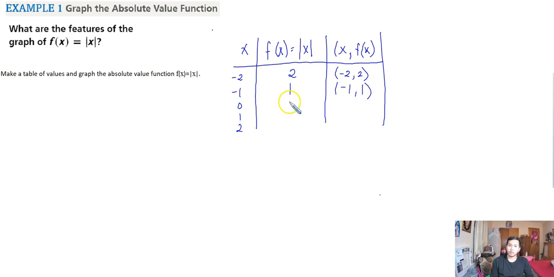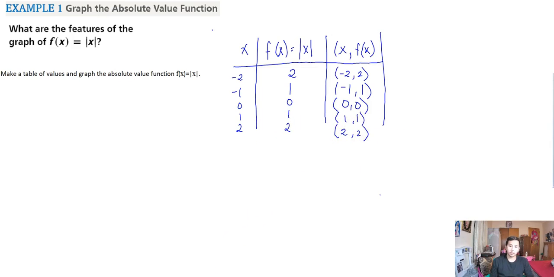The absolute value of 0 is 0, so I have 0, 0 as a point. The absolute value of 1 is still the same, +1, so I have the point 1, 1. While the absolute value of 2 is 2, so I have 2, 2 here.